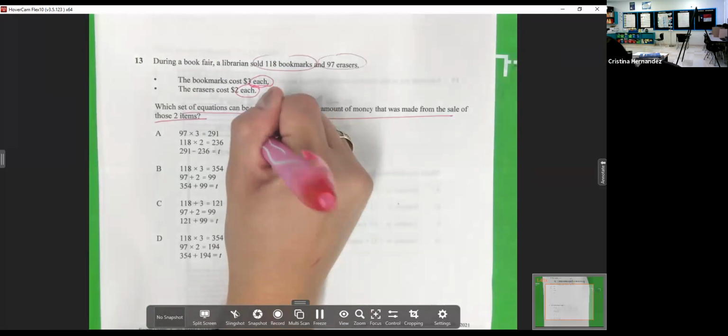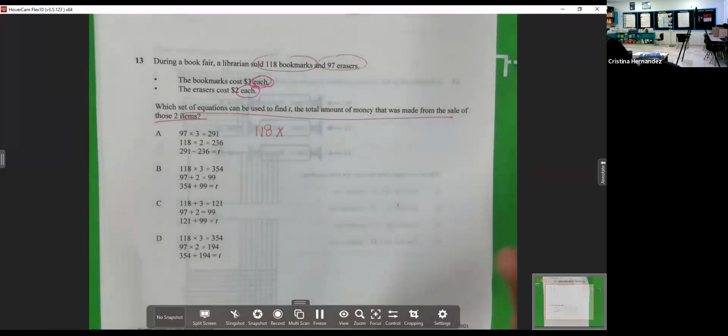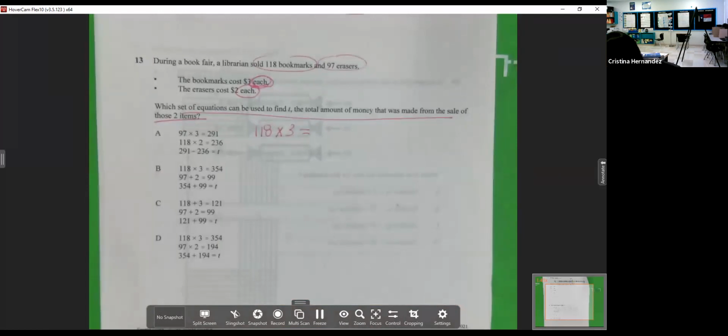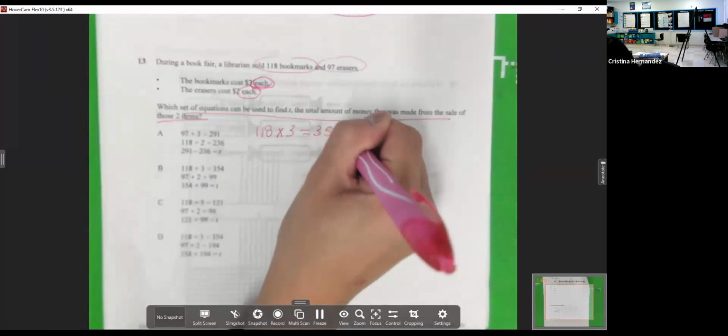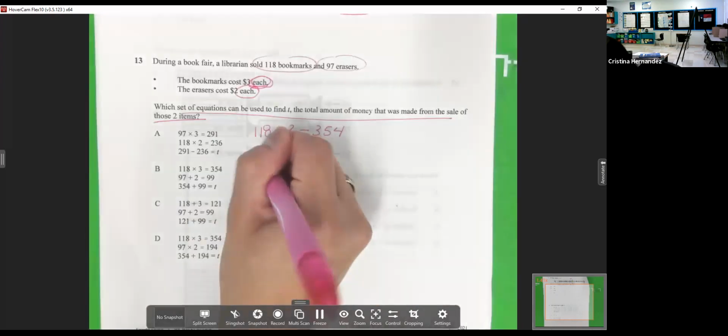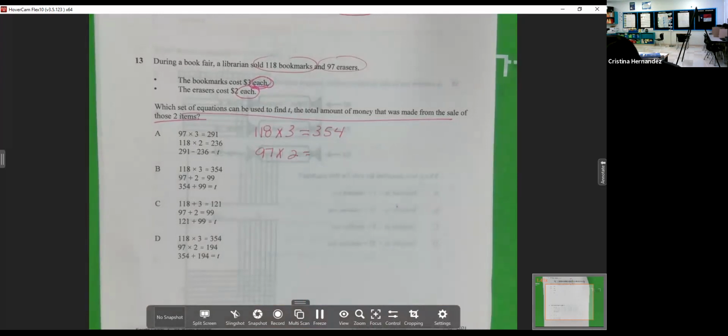Multiply. Yeah, so when you see that word each, a lot of the times you're gonna multiply. So 118 times 3. What does 118 times 3 get you? 354? Mm-hmm. Okay, now what do we do with 97? We do 97 times 2. Equals what?